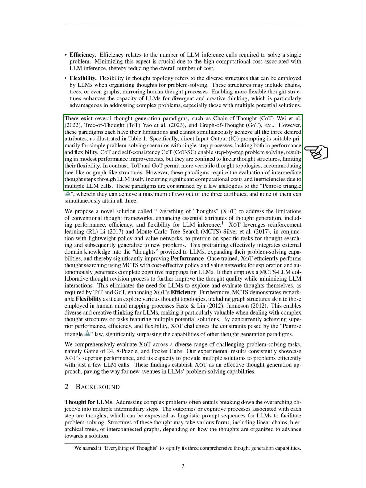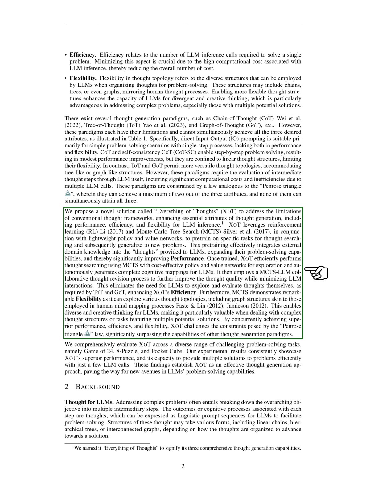For instance, direct input-output, IO, prompting works best for simple problems with single-step processes, but it falls short in terms of performance and flexibility. COT and self-consistency COT, COT-SC, allow for step-by-step problem-solving, which improves performance, but they are limited to linear thought structures, which restricts their flexibility. TOT and GOT, on the other hand, allow for more diverse thought structures, but they require the LLM to evaluate intermediate thought steps, which can be computationally expensive and inefficient.